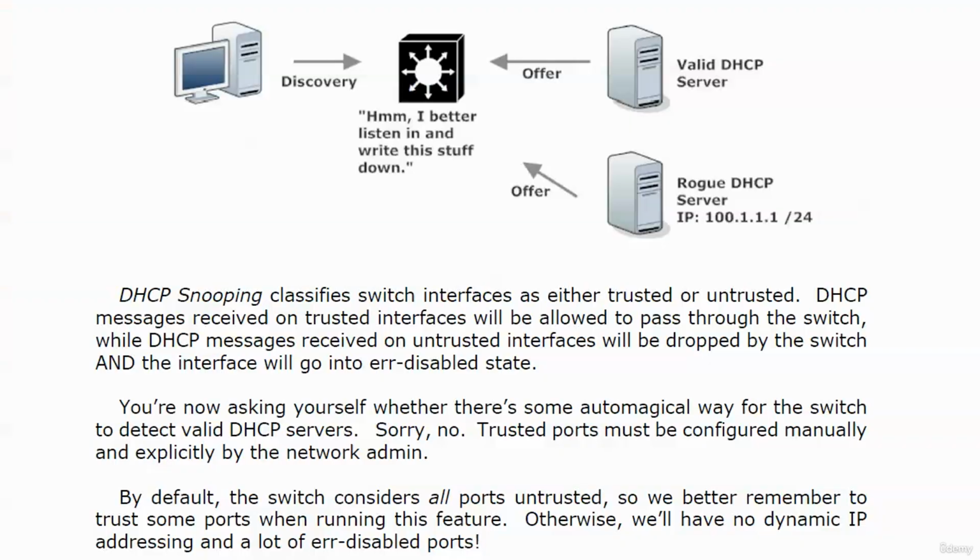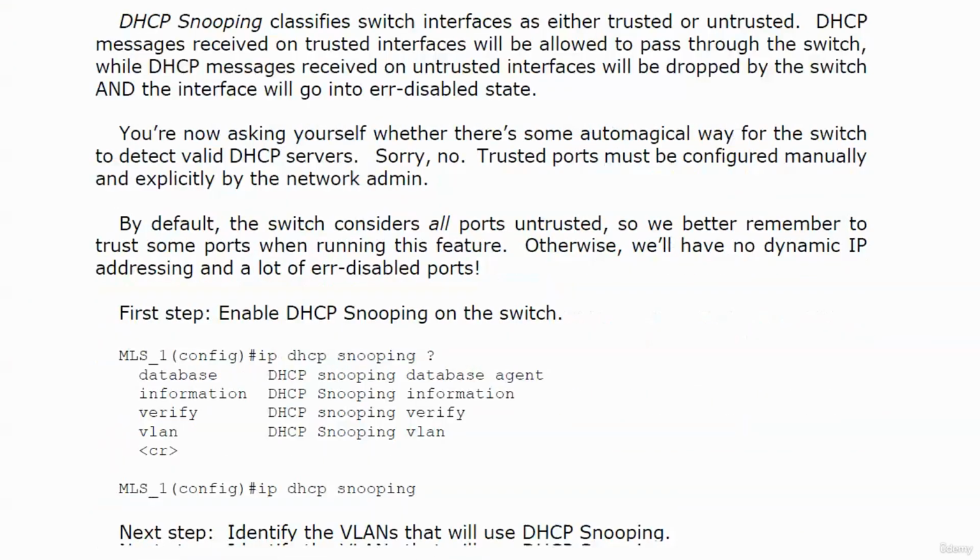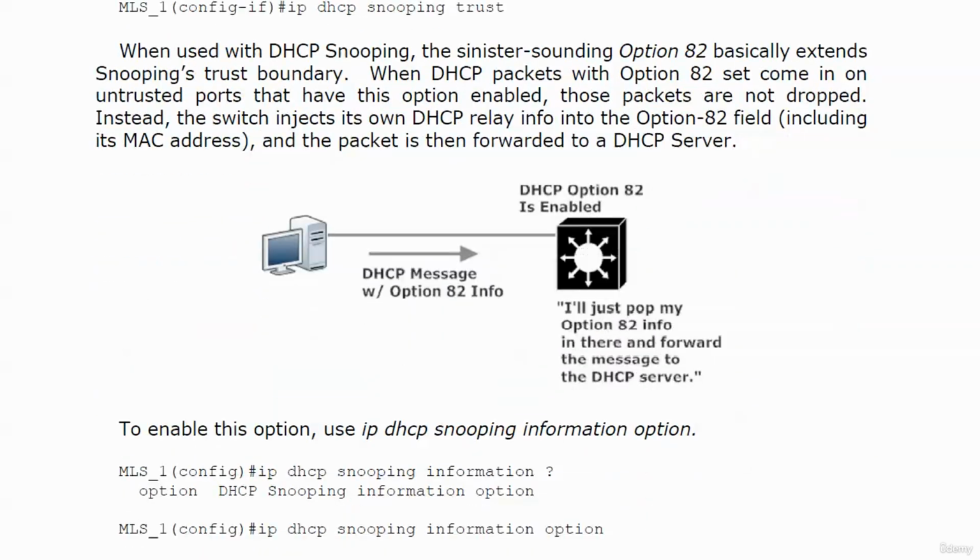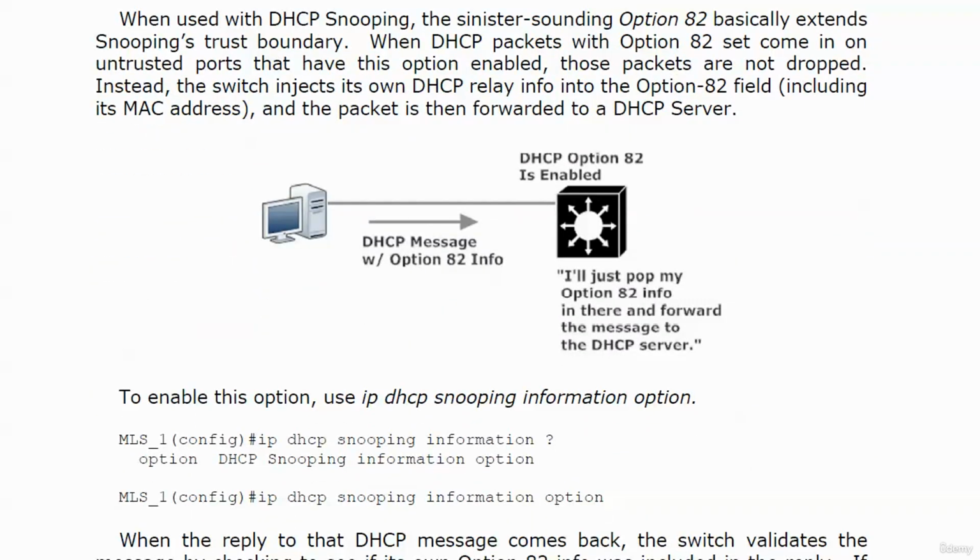And actually, let's go back to the board. I've got some illustrations here for you on that. Occasionally, we need to extend what we call the trust boundary of a security feature. And that is, we change the defaults of it a little bit and send our trust out a little further, if you will, without actually disabling the feature. And when used with DHCP snooping, the rather sinister sounding option 82, that's what you're doing. You're extending DHCP snooping's trust boundary.